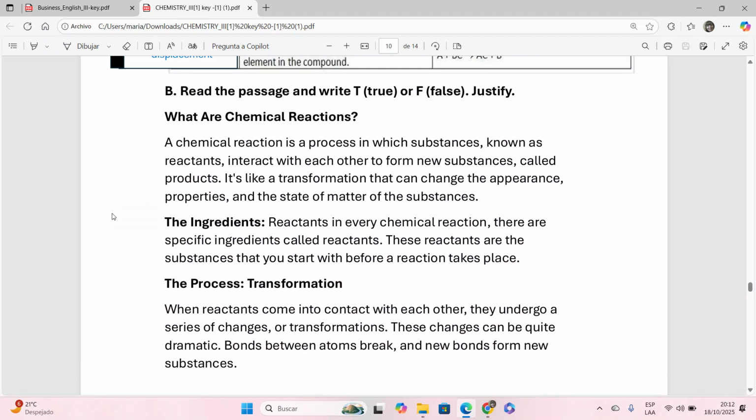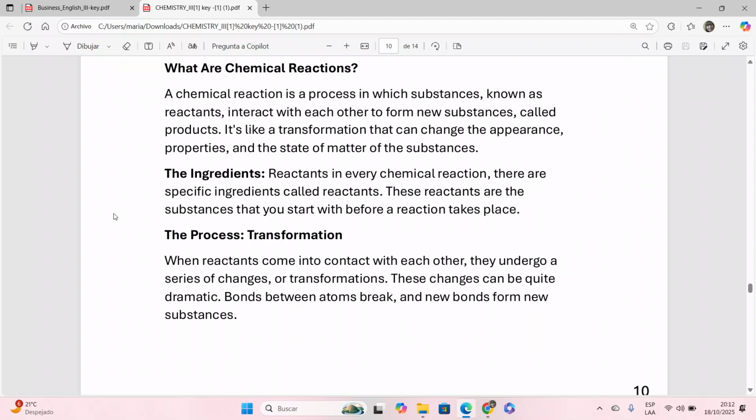B. Read the passage and write true or false, justify. What are chemical reactions? A chemical reaction is a process in which substances known as reactants interact with each other to form new substances called products. It's like a transformation that can change the appearance, properties, and the state of matter of a substance.